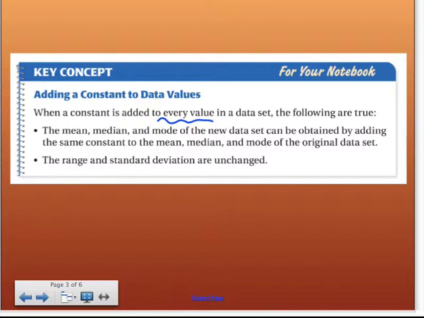First of all, the mean, median, and mode of the new data set can be obtained by adding the same constant to the mean, median, and mode of the original data set. So instead of taking all the numbers, decreasing them by 3, and going through the whole process again of finding the mean, median, mode, range, and standard deviation, we just know that for mean, median, and mode, we can simply reduce those numbers by 3 as well, as we saw on the previous screen. On the flip side, the range and standard deviation, the measures of dispersion, how far apart data is, remain unchanged. In our previous example, you would see that the range was still 17 and the standard deviation was still 7.46. Again, please pause this video to make sure you get these down. These are super, super important.